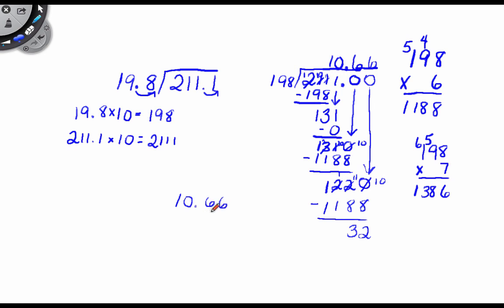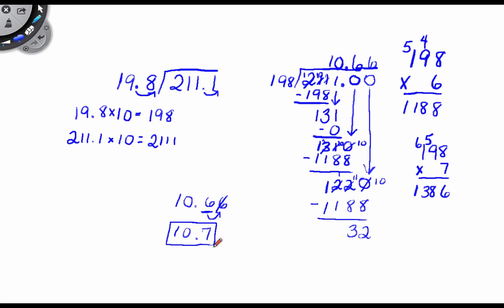And if we wanted to round to the tenths place, we could. The 6 makes the 6 go up to a 7, so that becomes a 7. This is gone, and everything to the left stays the same. So 10.7 is our final answer. So that means if we did 10.7 or 10.66 times 19.8, we would get an answer that's very close to 211.11. So let's go ahead and answer our question that was originally asked in a complete sentence.